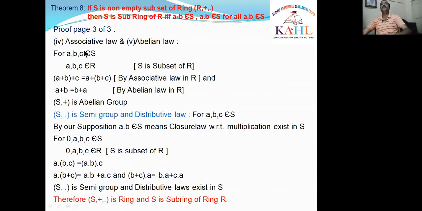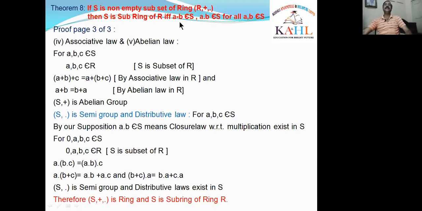Now we are going to the fourth condition and fifth condition. Those are the associative and abelian laws. For that, we are taking three elements a, b, c belongs to S. We know that S is a subset of R. What does that mean? All the elements of S are in R. So a, b, c are in S, that means a, b, c are in R, because S is a subset of R means all these three elements in S are also in R. But R is a ring. Given that, can you follow the cursor in the theorem number 8 statement?